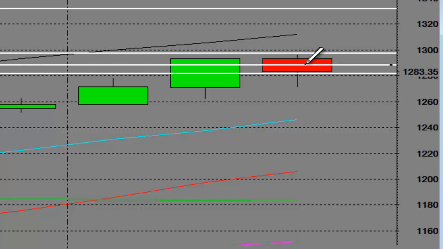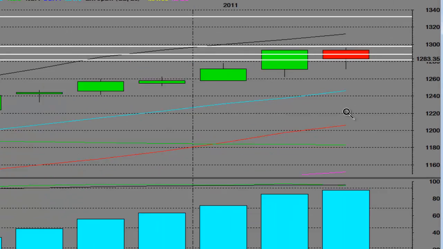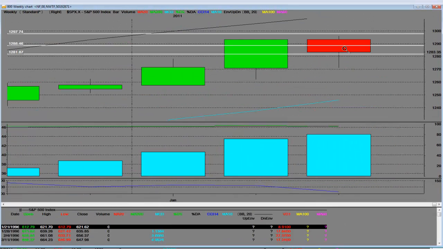week on the S&P 500, and I closed below half of last week's bar. So let's make sure what that's related to. That's this bar. This is the low at 1270, and that was the bounce on the S&P.